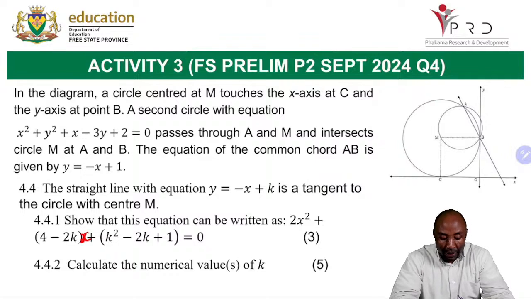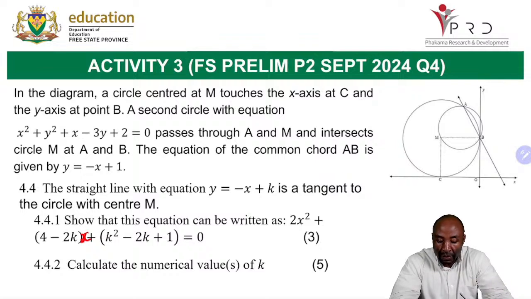Apologies, 4.4.1 there. There is the coefficient of x there, it's 4 minus 2k, and then the equation becomes 2x squared plus (4 minus 2k)x plus k squared plus 2k plus 1. And that question is 3 marks. We have to calculate the numerical value or values of k, and that question is 5 marks. Let us look at this question.